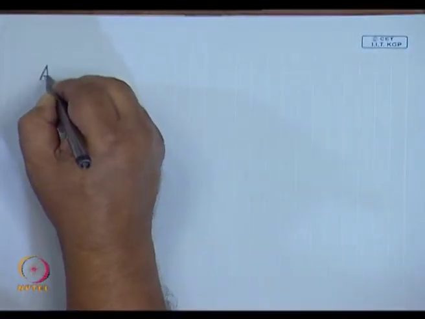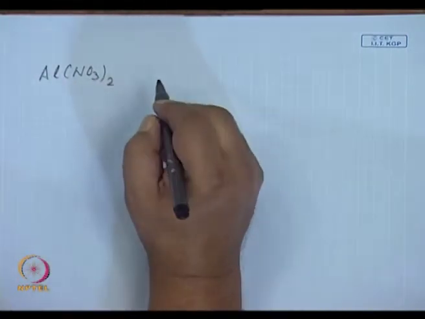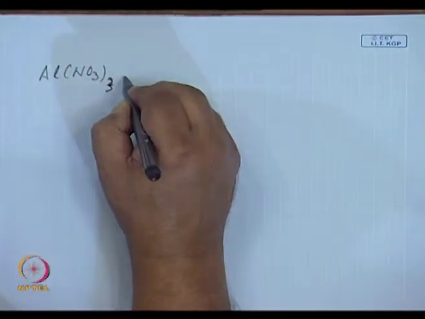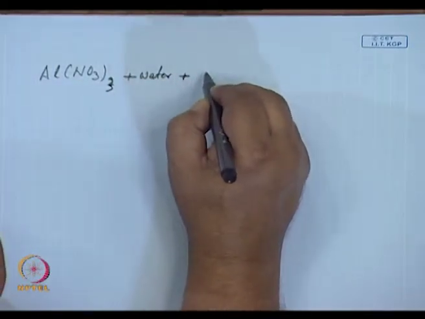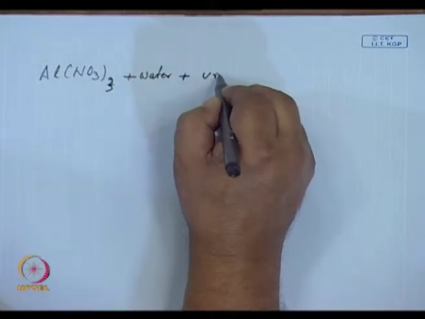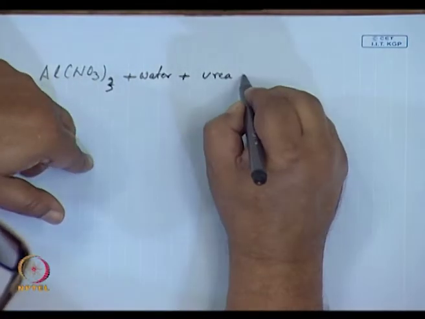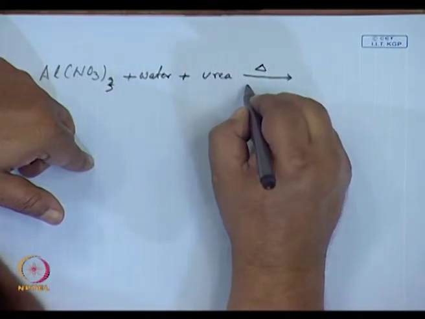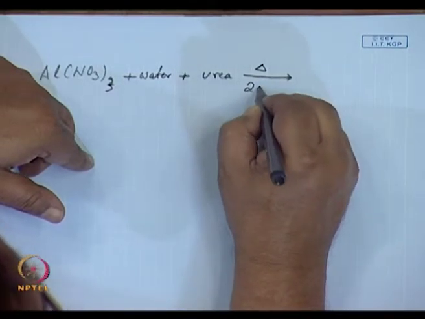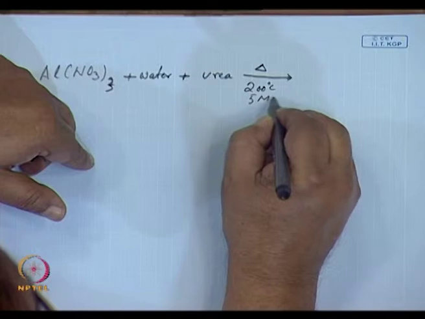a very simple example. Let me take aluminum nitrate in water and add urea. Urea is CONH2 twice, that is (NH2)2CO. I heat it, let me say at 200 degrees centigrade under, say, 5 megapascal pressure.